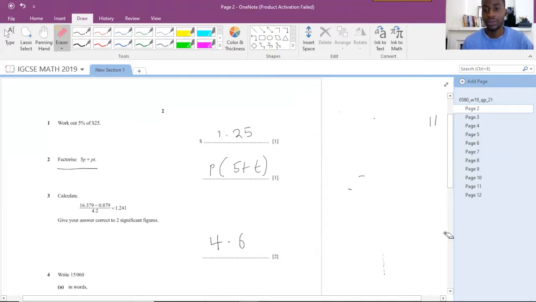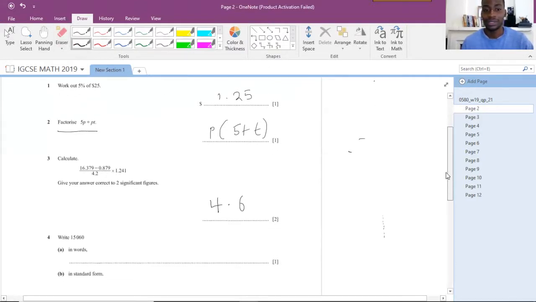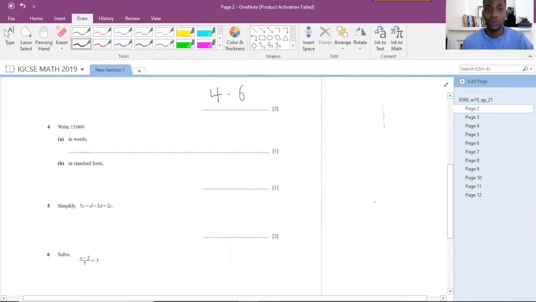Question 4, math is fun. You can sing the math song so that you just keep yourself in the zone of mathematics. So we have 15,060 in words, but in standard form.